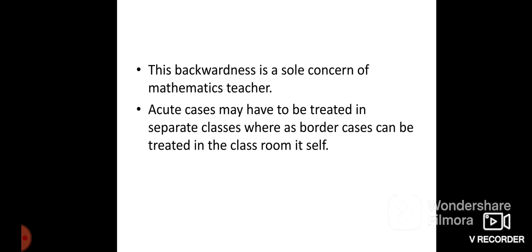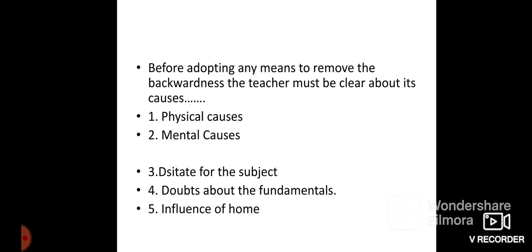If the child is not performing very well in mathematics and in the rest of the subjects is performing well, here the mathematics teacher can definitely do something about this. In acute cases, the child may have to be treated in separate classes, whereas border cases, meaning average performing students, can be helped in the classroom itself. Before adopting any means to remove the backwardness of the child, the teacher must be clear about its causes. The teacher should be very clear about what particular reason the child is not performing well in mathematics.